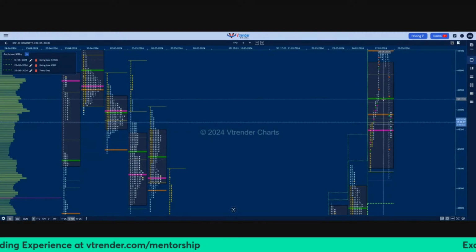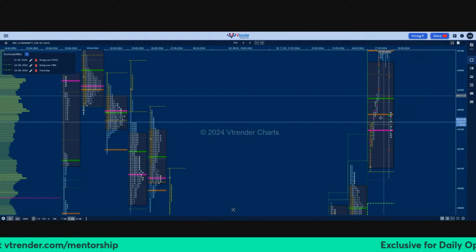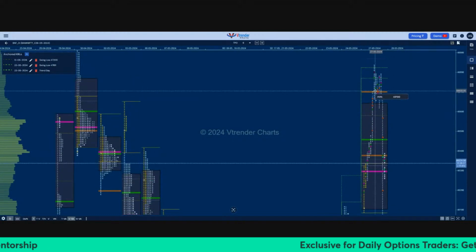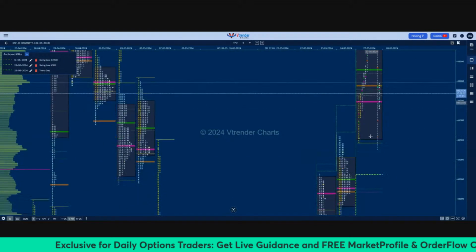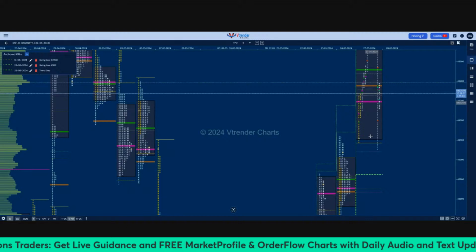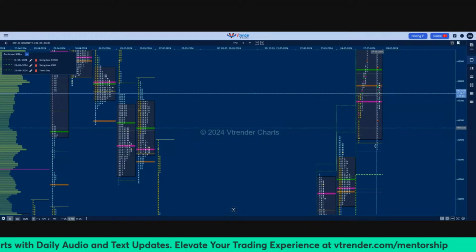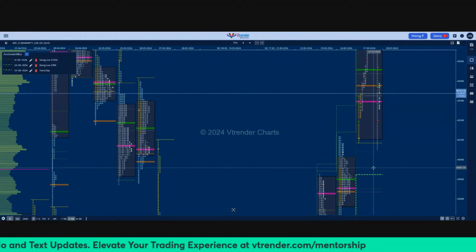VWAP has to be taken out for upside, and then we have this HVN at 49700, which will be the upside reference. So this is how we will look to trade the Bank Nifty futures tomorrow and for the expiry on Wednesday, and we will need to get extra confirmation, similar confirmation from the order flow when we are looking for a trade in the market profile charts.